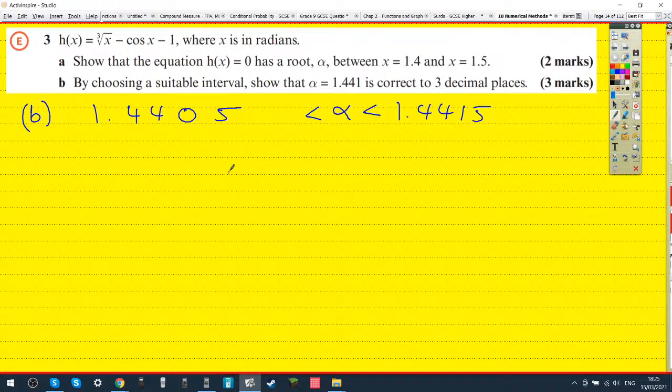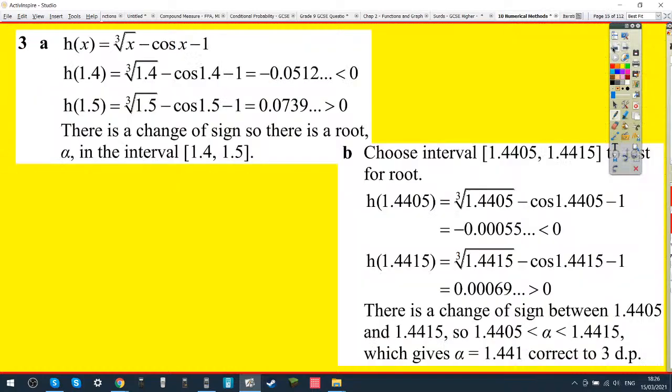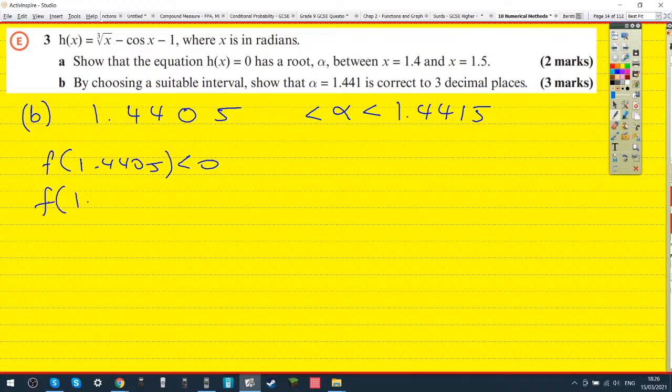And then sub those values in, get a negative and a positive, and then just say, therefore, must have gone past the 0 and stuff like that. So f of 1.4405, let me just see, that one was less than 0. The f of 1.4415 is greater than 0. Sign changed.